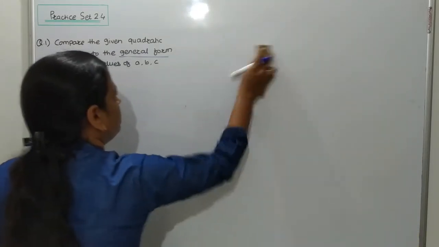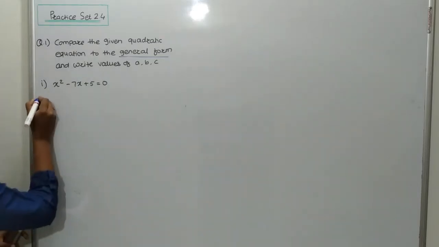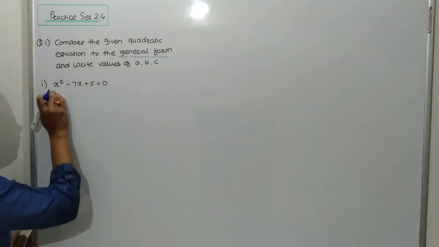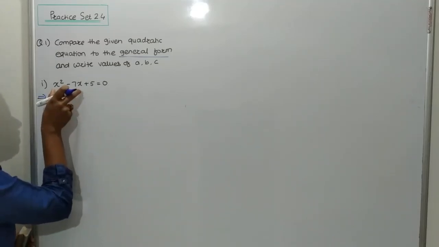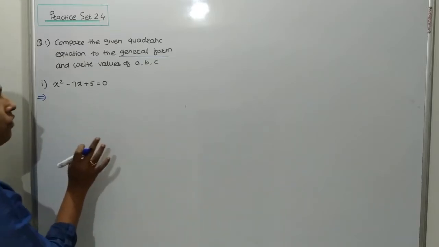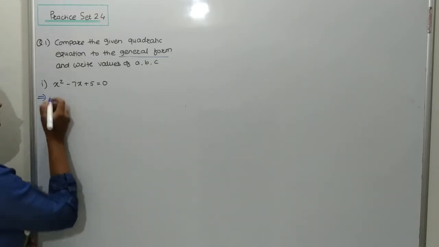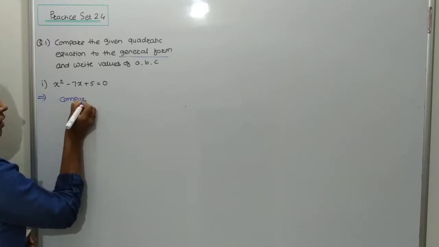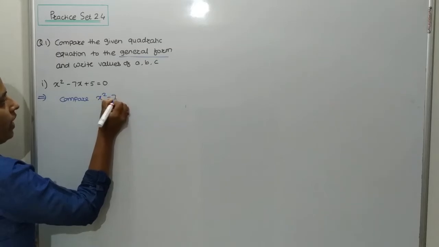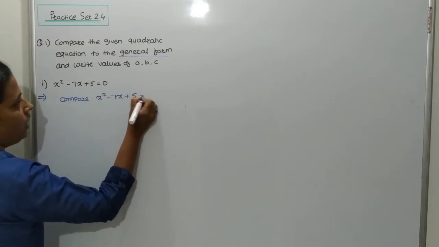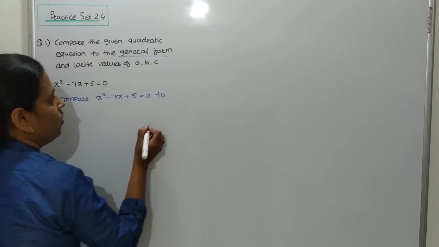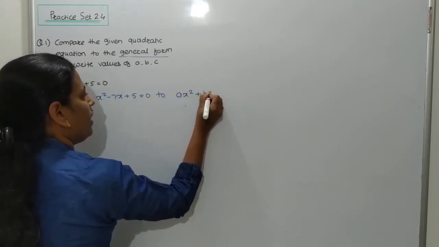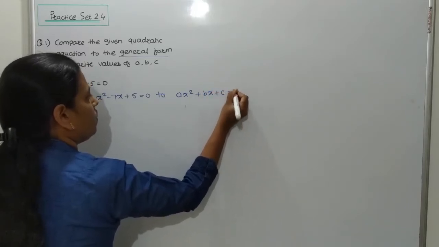So we will do this one. What is the first question? That is x square minus 7x plus 5 is equal to 0. So when we solve this equation, we have to compare this given equation to the standard form or general form of the quadratic equation. So how to write? We have to write down here, compare x square minus 7x plus 5 is equal to 0 to what? ax square plus bx plus c is equal to 0.